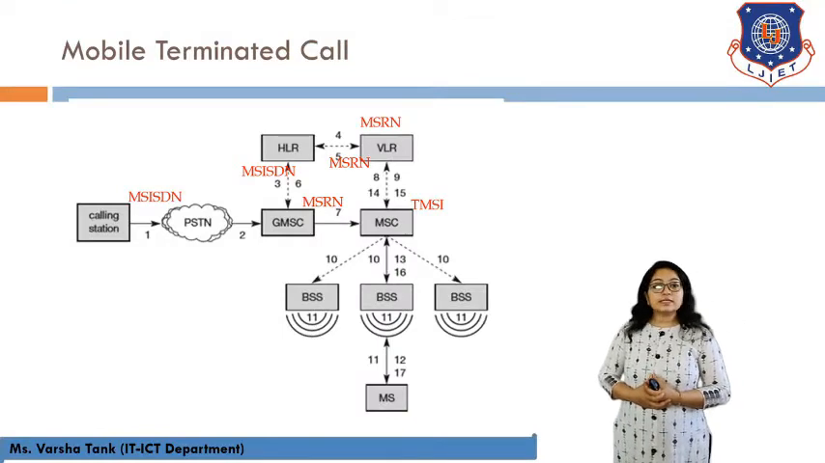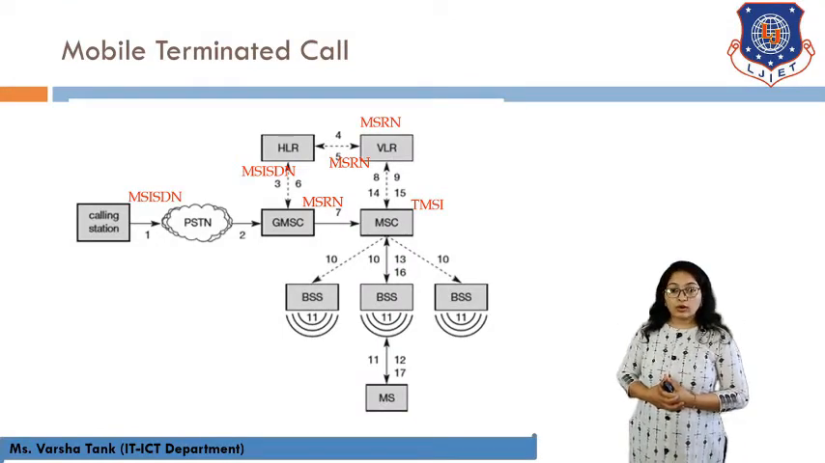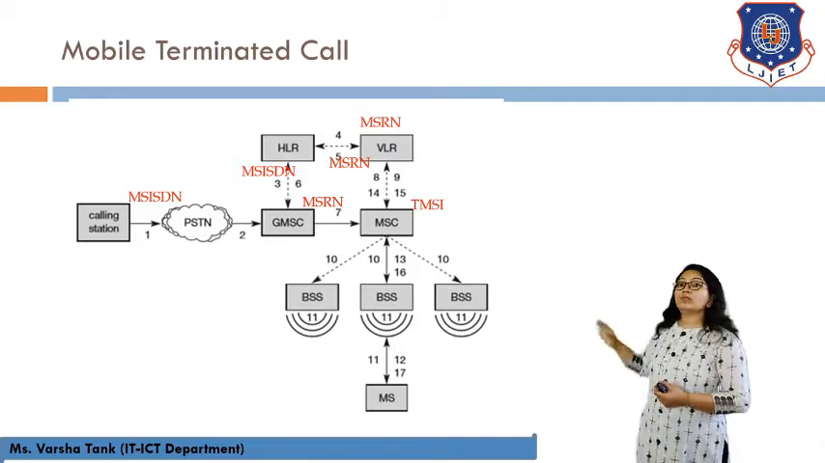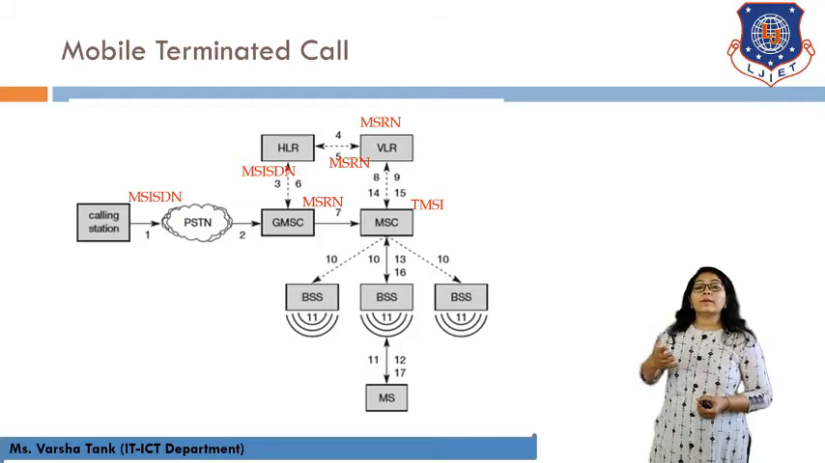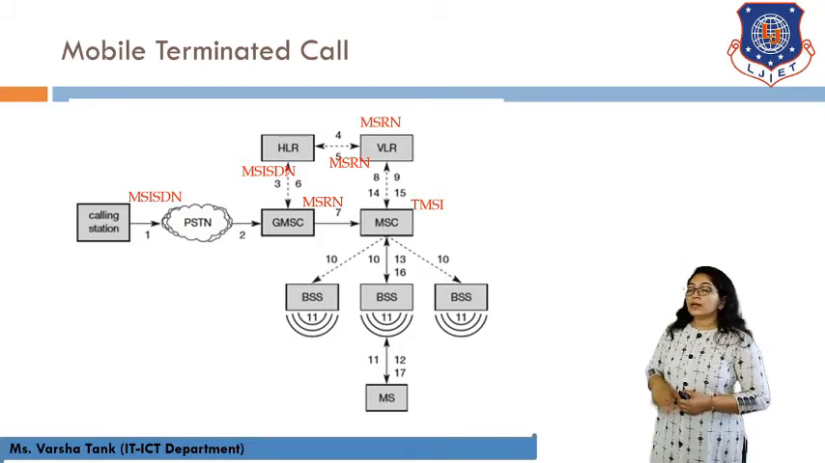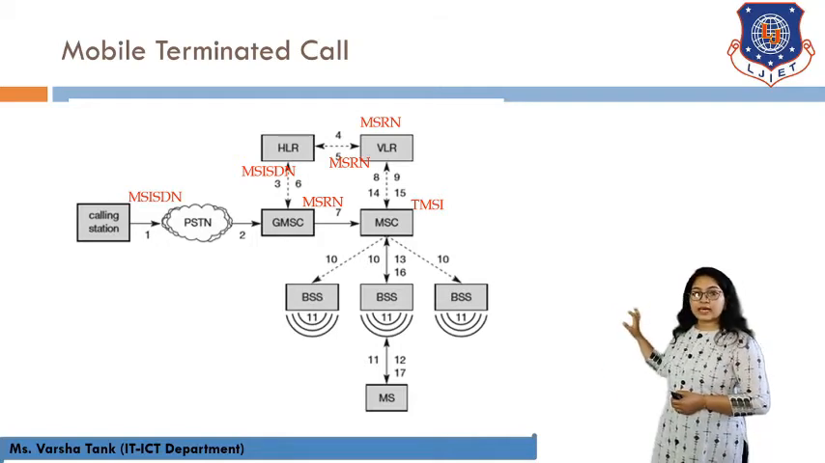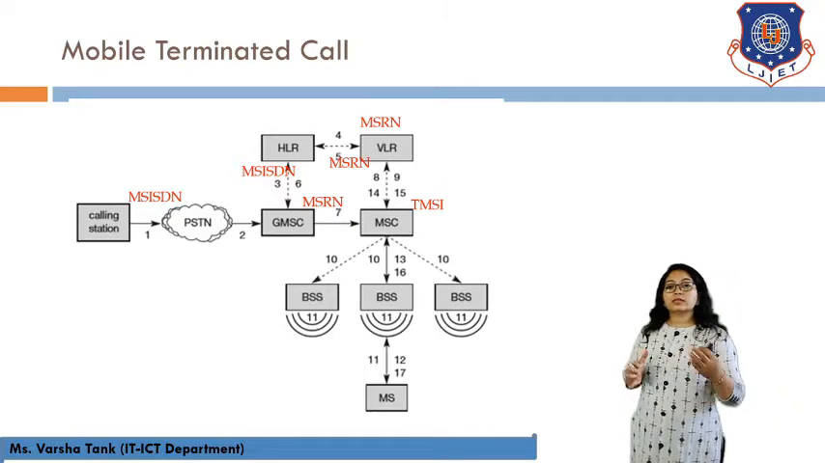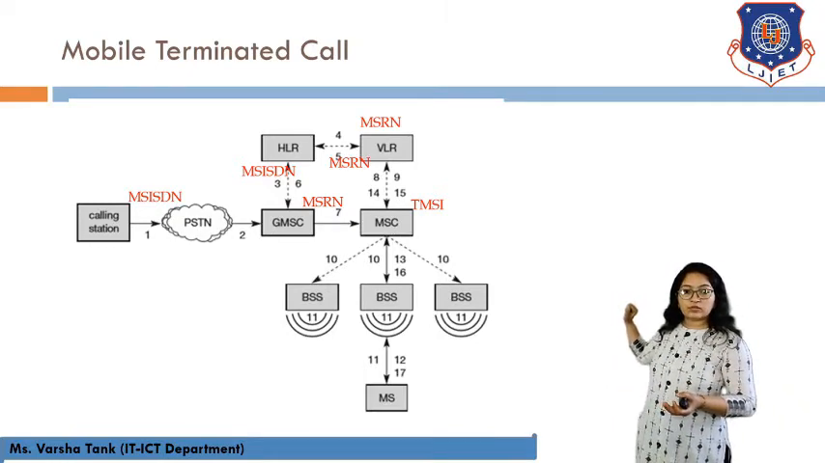Now next is the mobile terminated call. What happens when you call, and what happens when you receive the call? In the last slide we saw what happens when you call. Now we will see what happens when your friend receives the call. The calling device will transfer this request to the PSTN, the public switched telephone network.